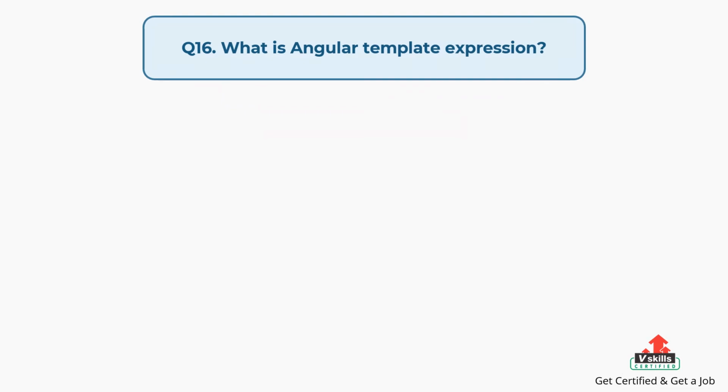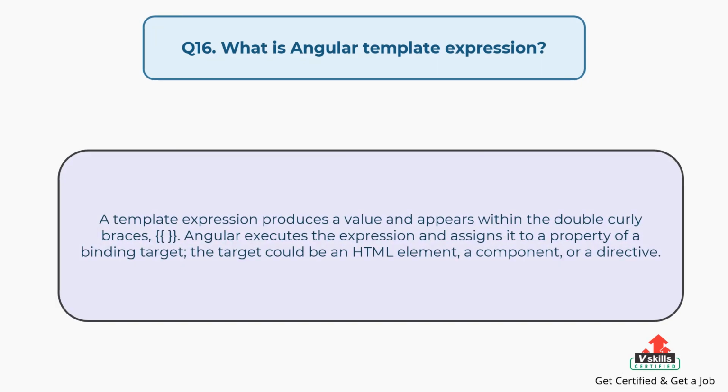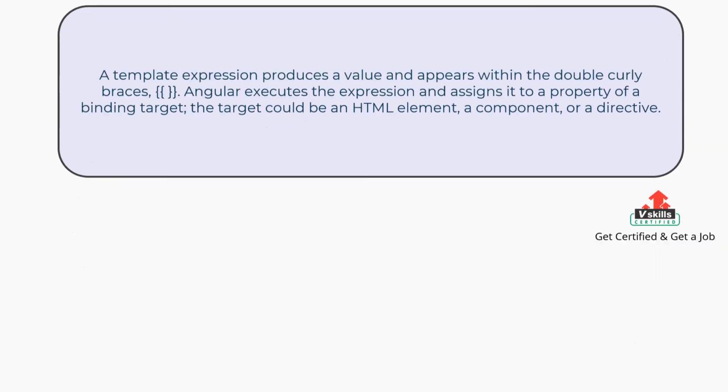Question number 16, what is Angular template expression? The answer is: a template expression produces a value and appears within the double curly braces. Angular executes the expression and assigns it to a property of a binding target. The target could be an HTML element, a component, or a directive.